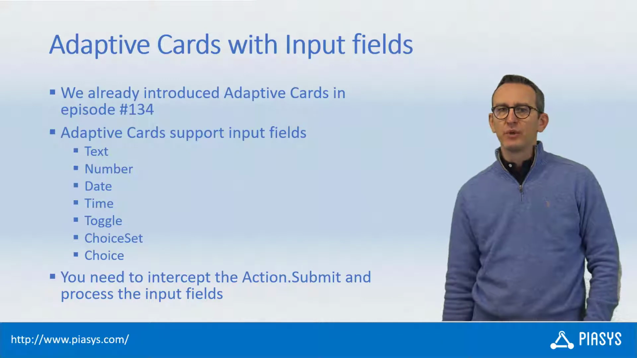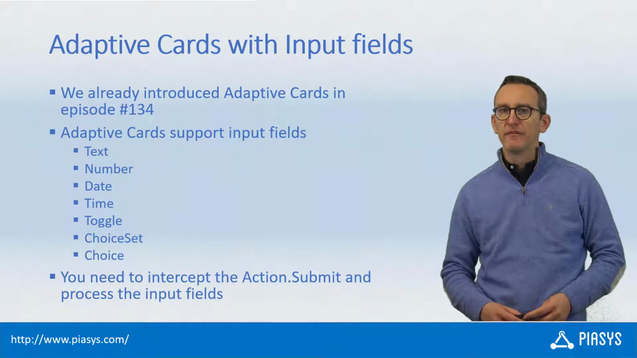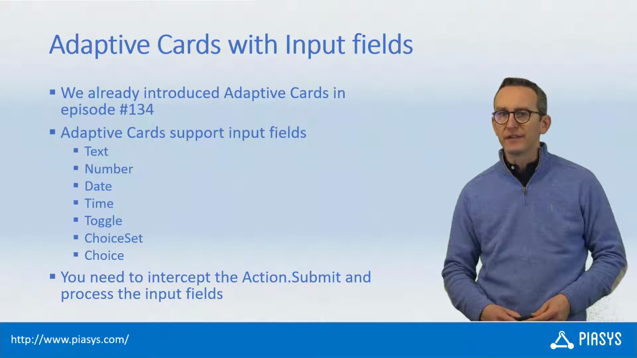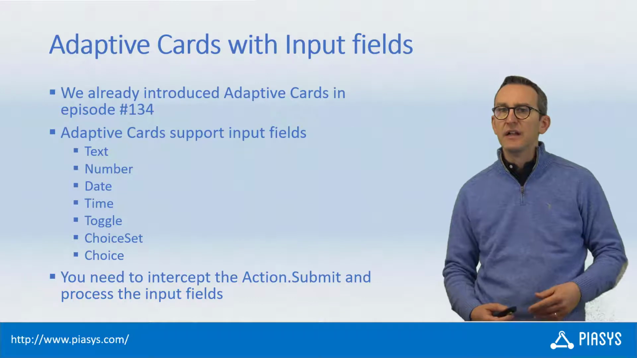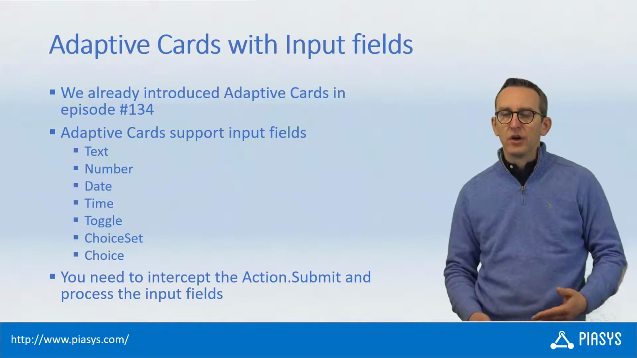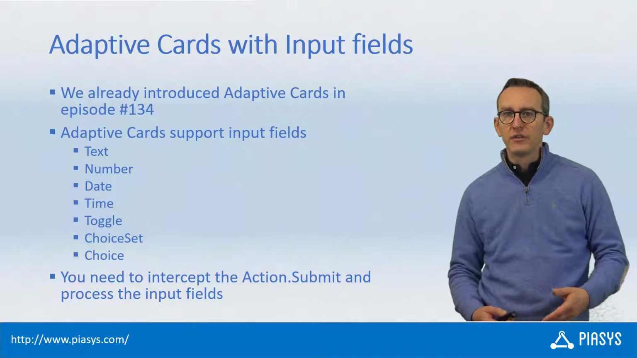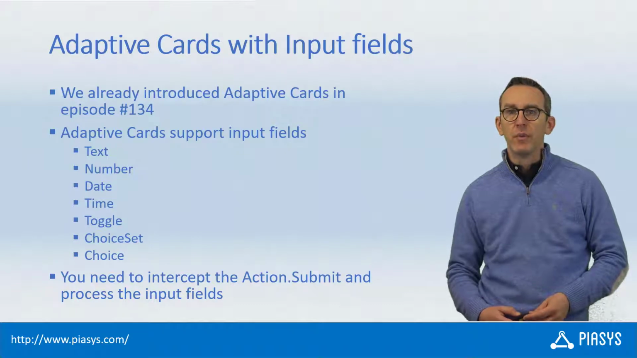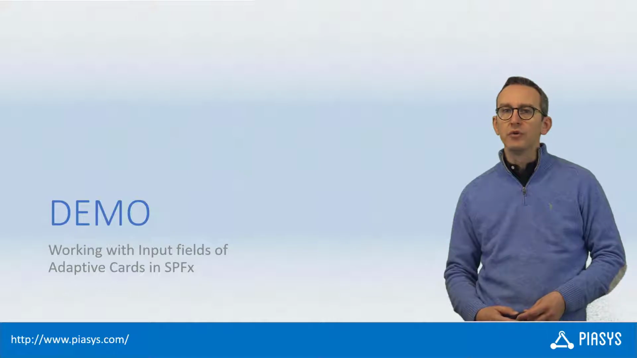In the previous episode, we talked about how to use adaptive cards in SharePoint Framework for rendering the UI of your custom developed web parts. Today, I want to explain how you can use the input fields that are supported by the adaptive cards, like, for example, text fields, date, time, toggle, choice and choice set, and how you can process the input collected through an adaptive card using a SharePoint Framework web part. So, like always, let me move to the demo environment and let me show you how to do that in practice.